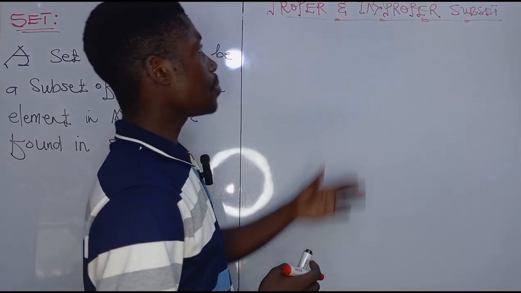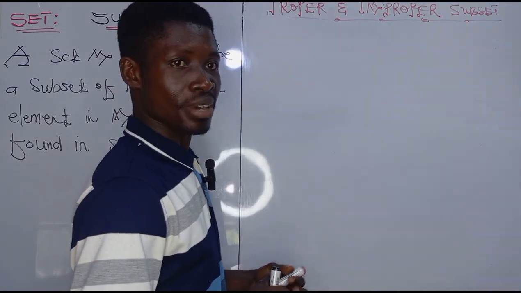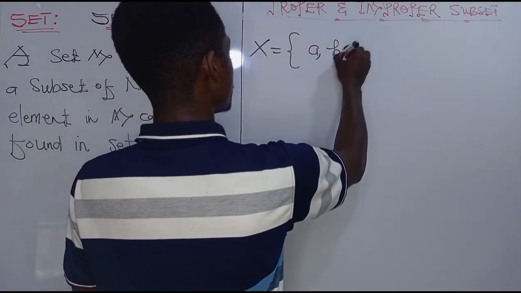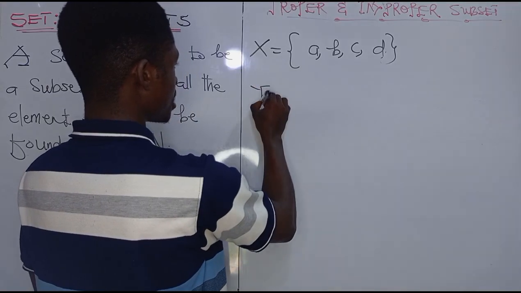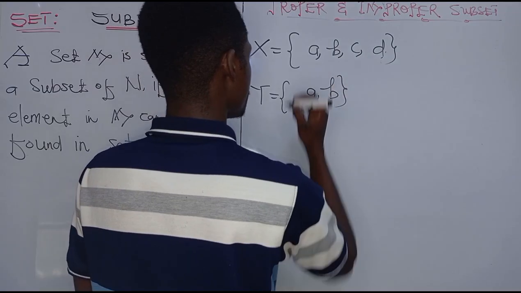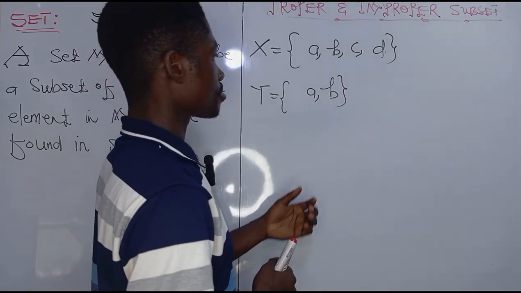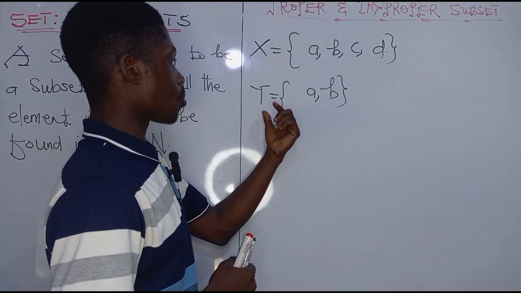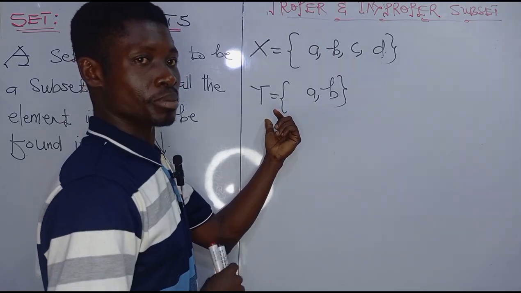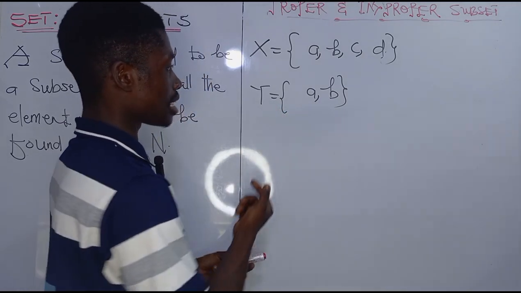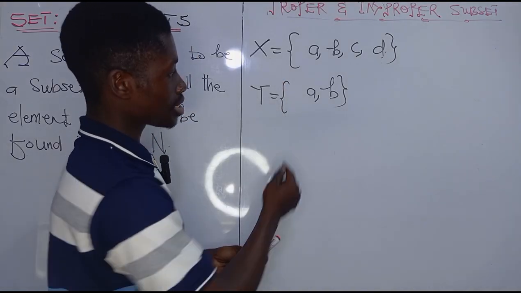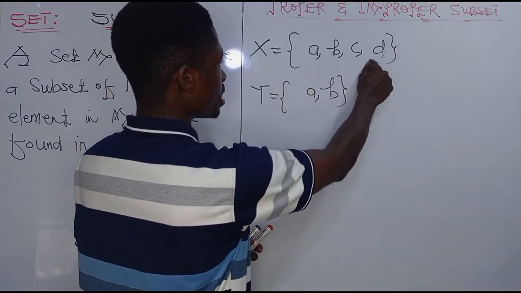Let's take another example on the proper and then improper subset. So let's consider set X, and then we have another set Y, which contains the elements A and B. Now I want to check whether Y is a proper subset or an improper subset. But first of all, you agree with me that Y is a subset of X, because all the elements in Y can be found in X.